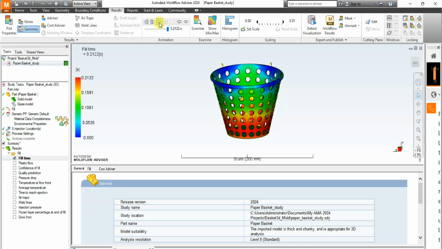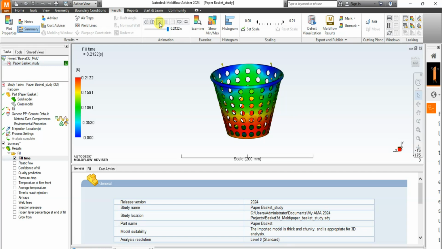You should also know that if a fill time result shows that one flow path finishes before others do, it may indicate overpacking. Overpacking can cause high part weight, of course, warpage, and non-uniform density distribution throughout the path. This is very, very important.